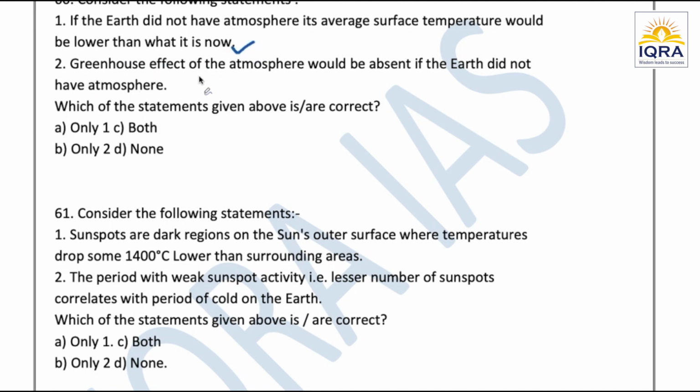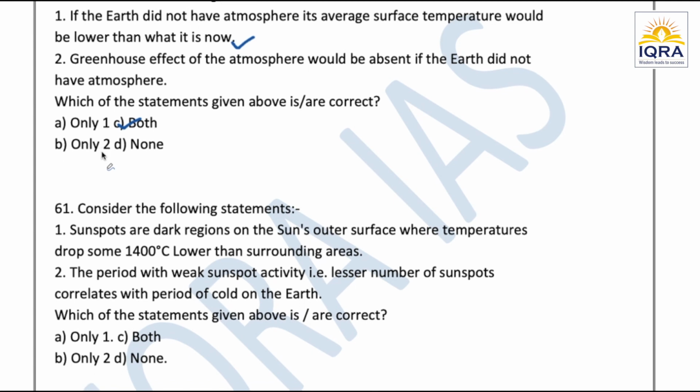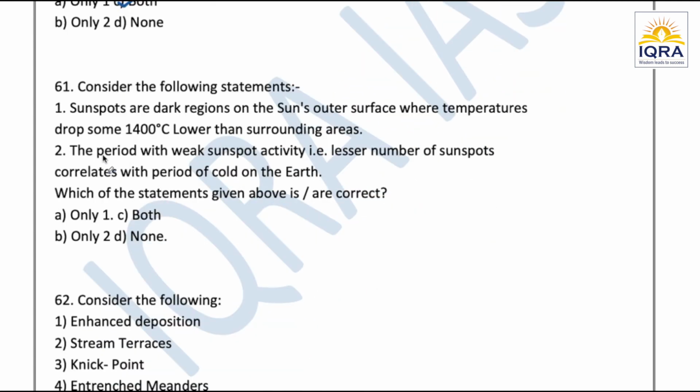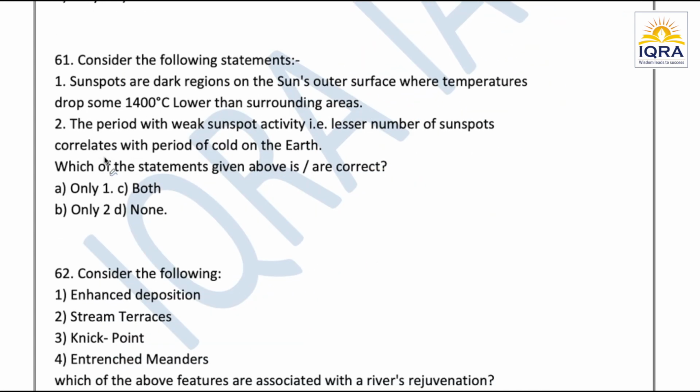Statement 2 says greenhouse effect of the atmosphere would be absent if the Earth did not have atmosphere. This is also a correct statement. For this question, option C would be the right answer, because if the Earth's atmosphere was absent, then the greenhouse effect of the atmosphere would not have been there, right? Hence, the temperature of the Earth must have been lower. Correct? So option C becomes the right answer for this question. That is, both the statements are correct.